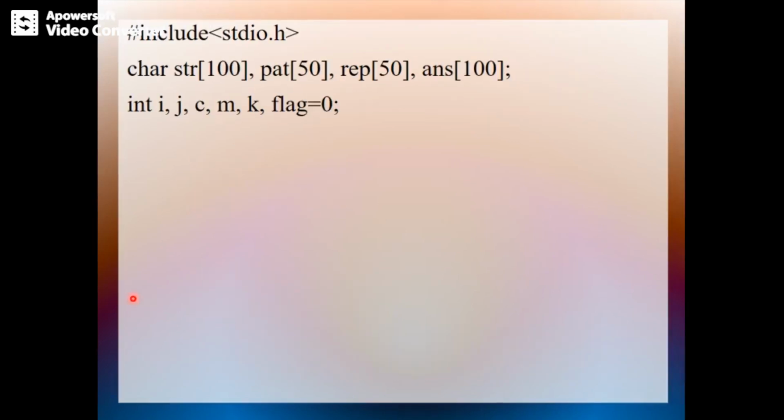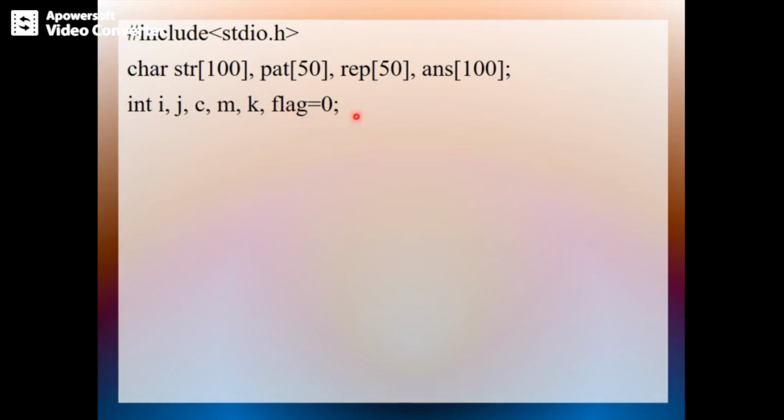We have #include <stdio.h>, which is necessary for including functions like printf or scanf. Then the character arrays str, pattern, replacement and answer are declared to hold the main string, pattern string, replacement string and answer string, and the necessary variables I have declared and kept. And flag equal to 0 I have also used.